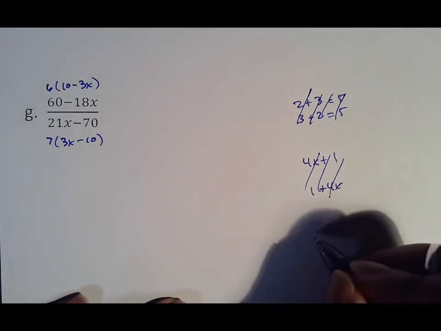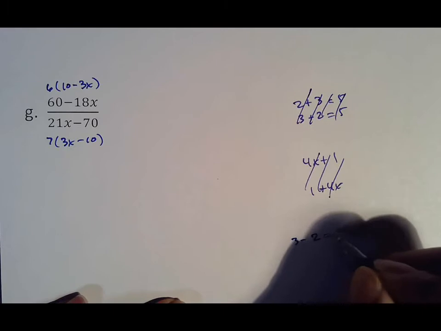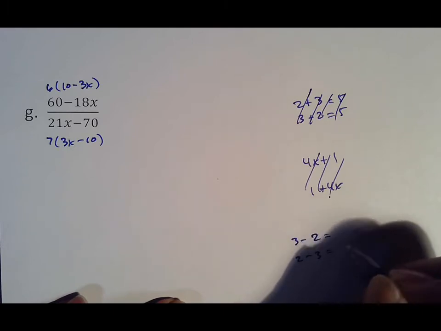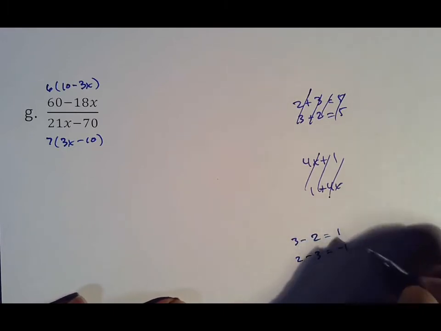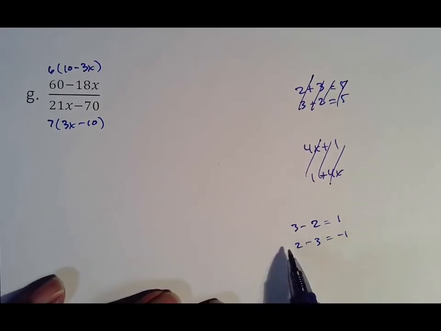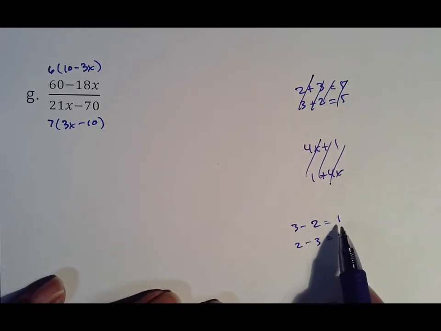But what you cannot say is that 3 minus 2 is the same as 2 minus 3, because one of these is 1, the other one is negative 1. So how do I flip it around and keep it the same? I have to flip the sign.